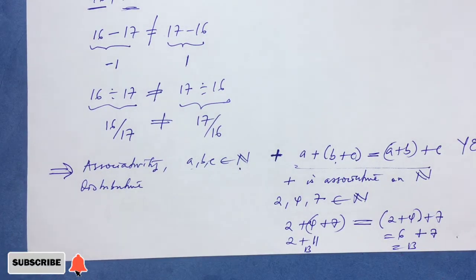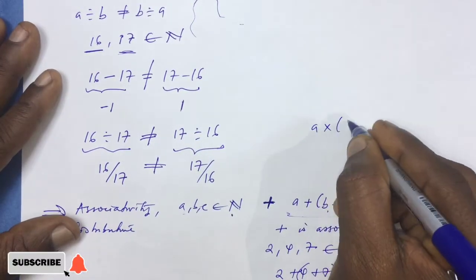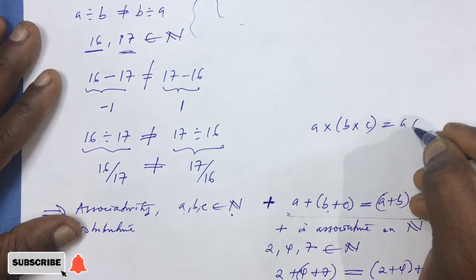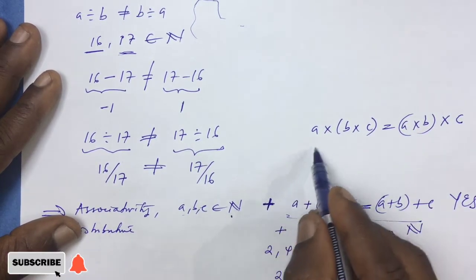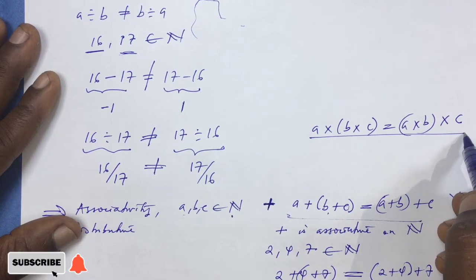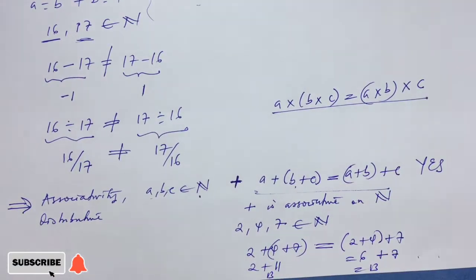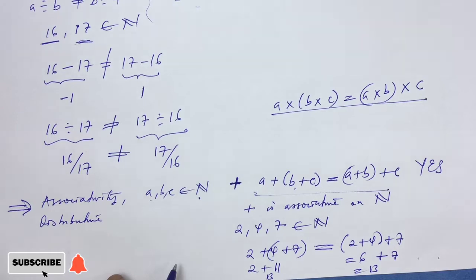So you investigate, using what I have just told you, whether subtraction is associative on N, whether multiplication is associative on N. I can boldly tell you that multiplication is associative on N because A times (B times C) is equal to (A times B) times C. Okay, so this is true for the natural numbers. Please take note of that. Now, these are some of the properties on the natural number system that I want you to know. There is also the property of distributivity.